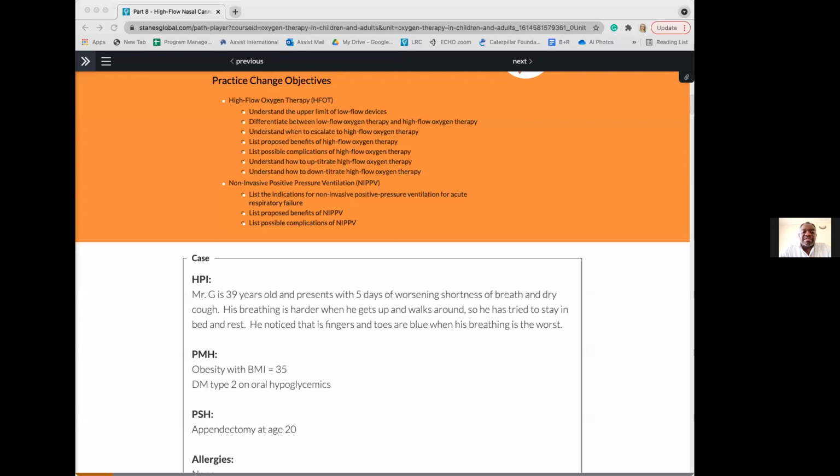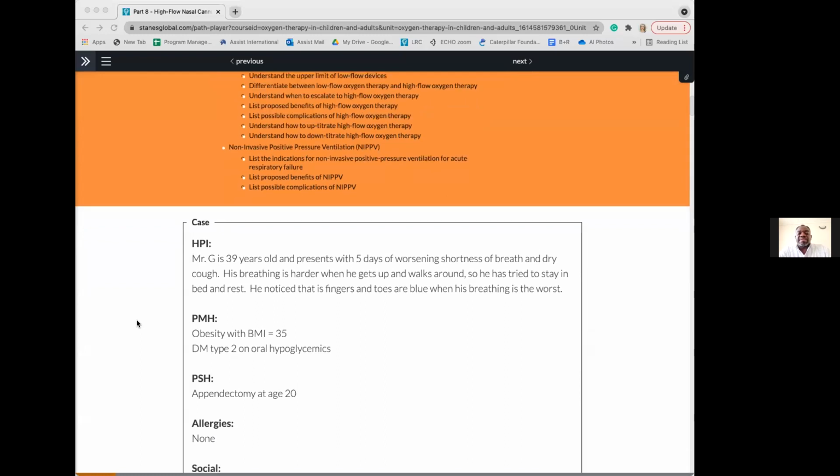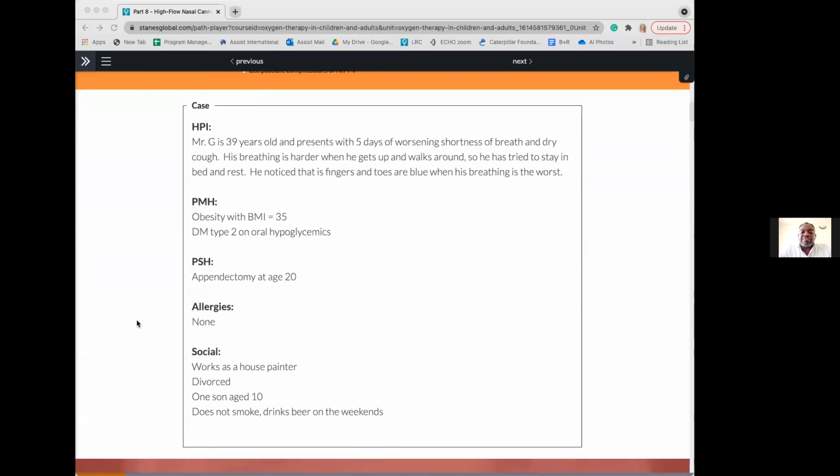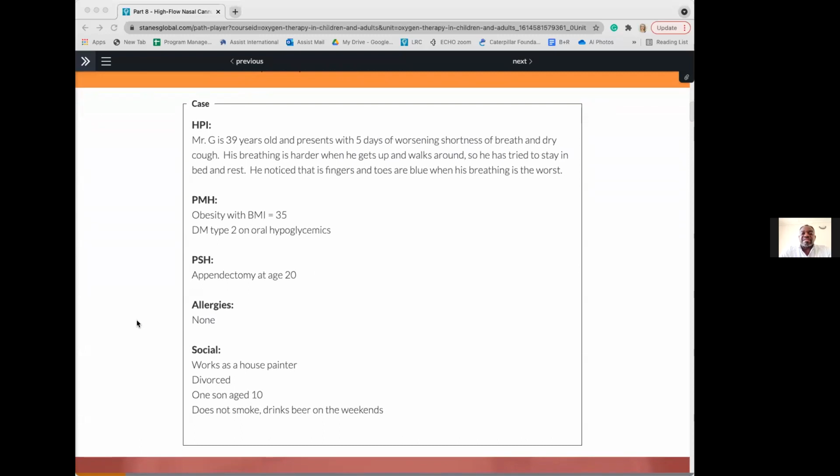As we said in the introduction, today's discussion will be a case of Mr. G, a 39-year-old who presents with a history of 5 days of worsening shortness of breath and dry cough. His breathing is harder when he gets up and walks around, so he has tried to stay in bed and rest. He noticed that his fingers and toes are blue when his breathing is worse.